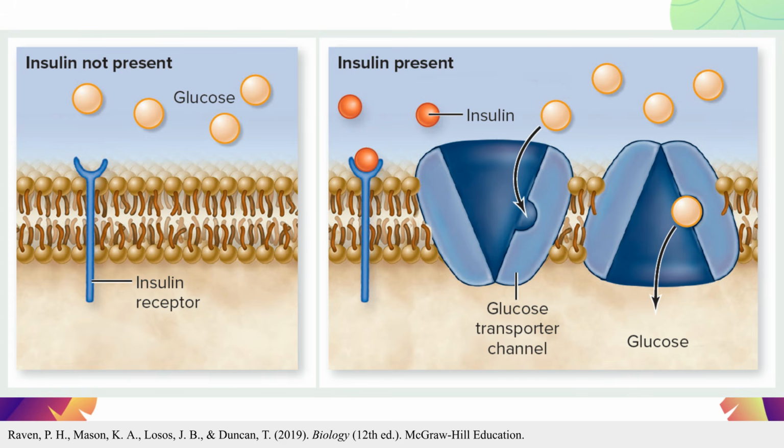Insulin is a protein hormone that binds to receptor proteins on cell membranes. When insulin binds, it triggers transport proteins to move glucose into the cell. This process helps regulate blood sugar levels.